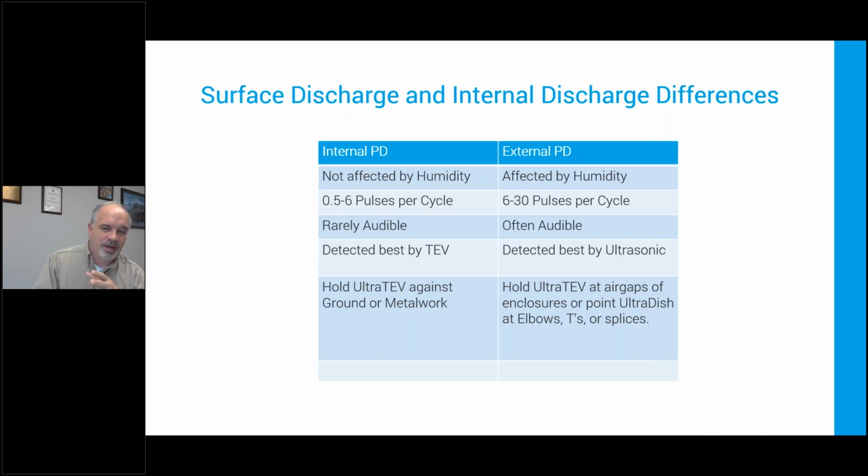TEV versus ultrasonic, obviously. And someone's going to ask me, which one should I do? Do them both. Every time you're doing a survey, do both. Do TEV, do ultrasonic, because you don't know what you're looking for. You're looking for a problem. TEV, we're going to do this test by holding the unit right up against the ground, against the metalwork. And for ultrasonic, we're actually measuring sound. So we want to be looking at air transmitted sound.